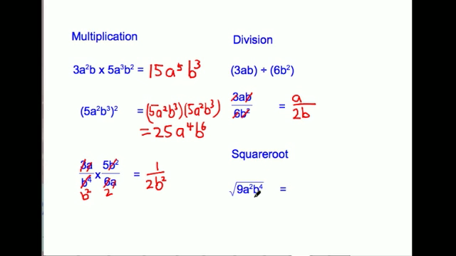Finally, we look at square root. To take the square root, we first take the square root of the number. Square root of 9 is 3. Next, square root of a squared is a. And b to the power of 4, the square root is b squared. We simply halve the powers.